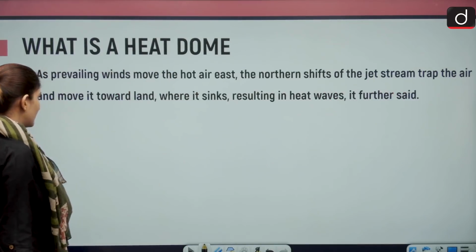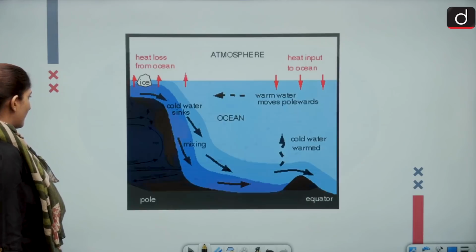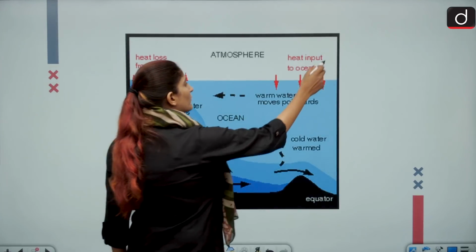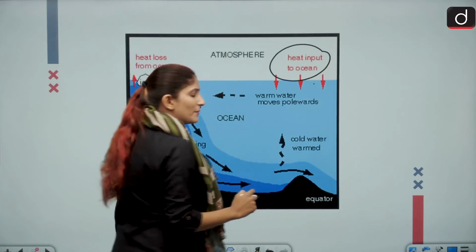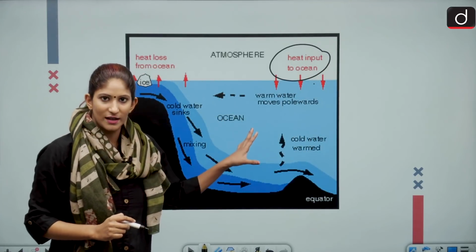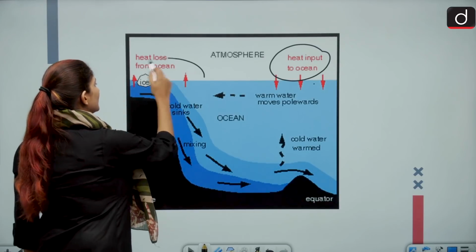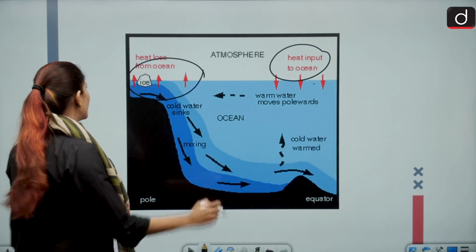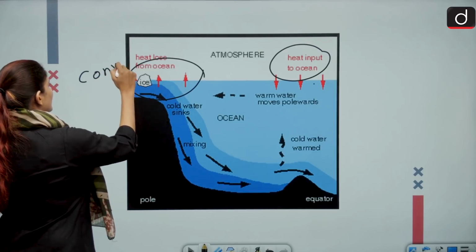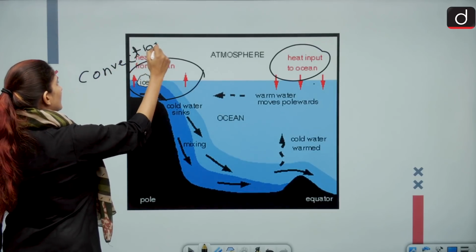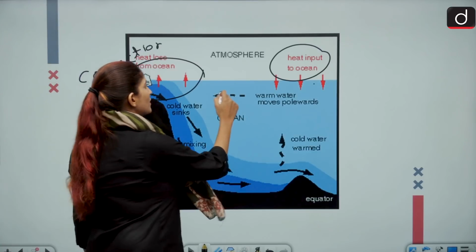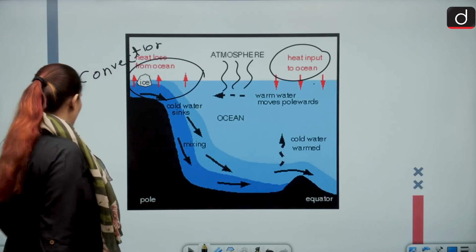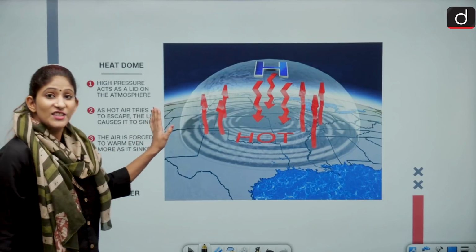Look at this diagram. Here it is saying that, of course, heat input to the ocean comes from heating through the sun, and the heat gets lost from the ocean through the process of convection. And when, because of convection, the heat goes up, from the next diagram we will understand how it gets trapped.